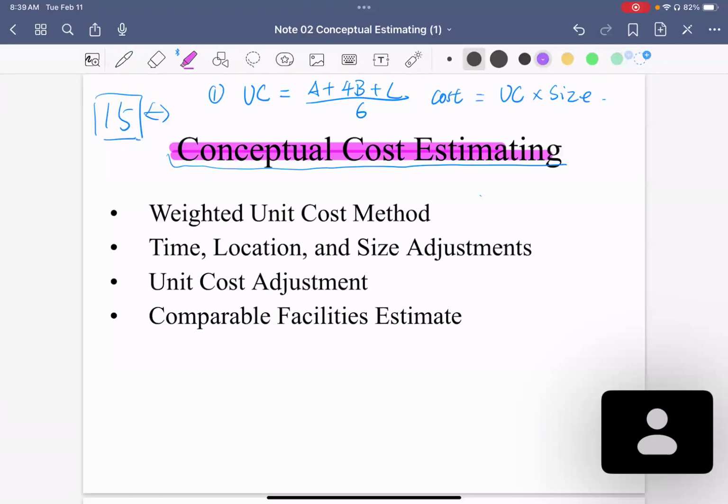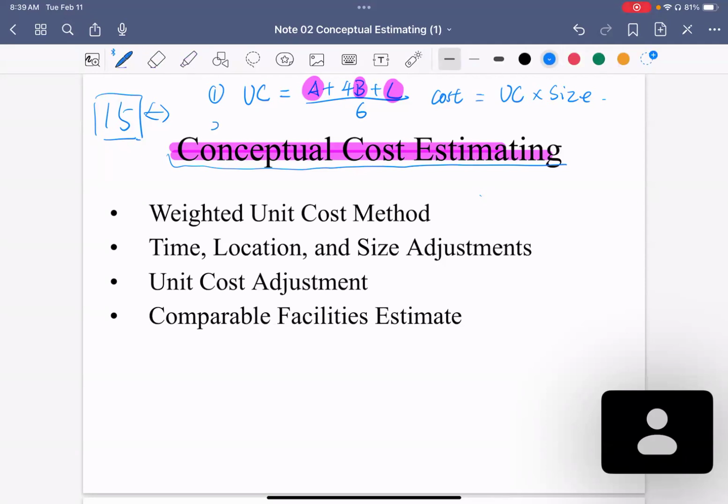A here is the minimum unit cost, C here is the maximum unit cost, and B over here is the average unit cost, right? So that is quite easy. We always refer to a table and use the table to define A and C. Then for the unit cost column, we take the total of the unit costs divided by the number of projects in the column, and we get B. Then we are able to perform the UC and get the cost for the project. So that's the first one we have learned.